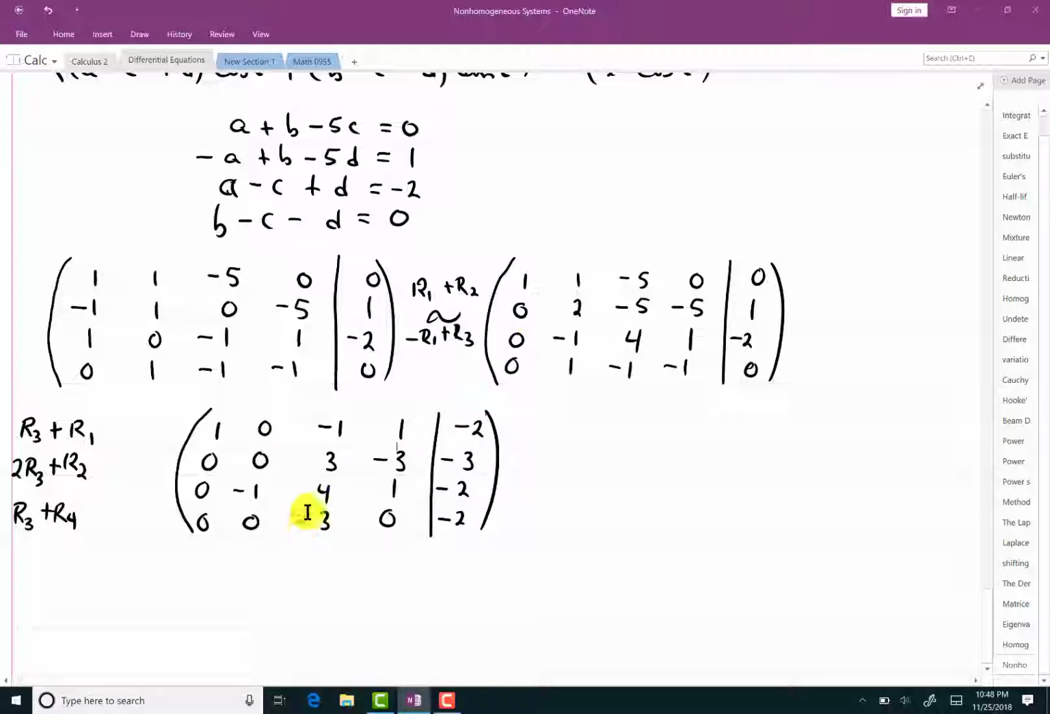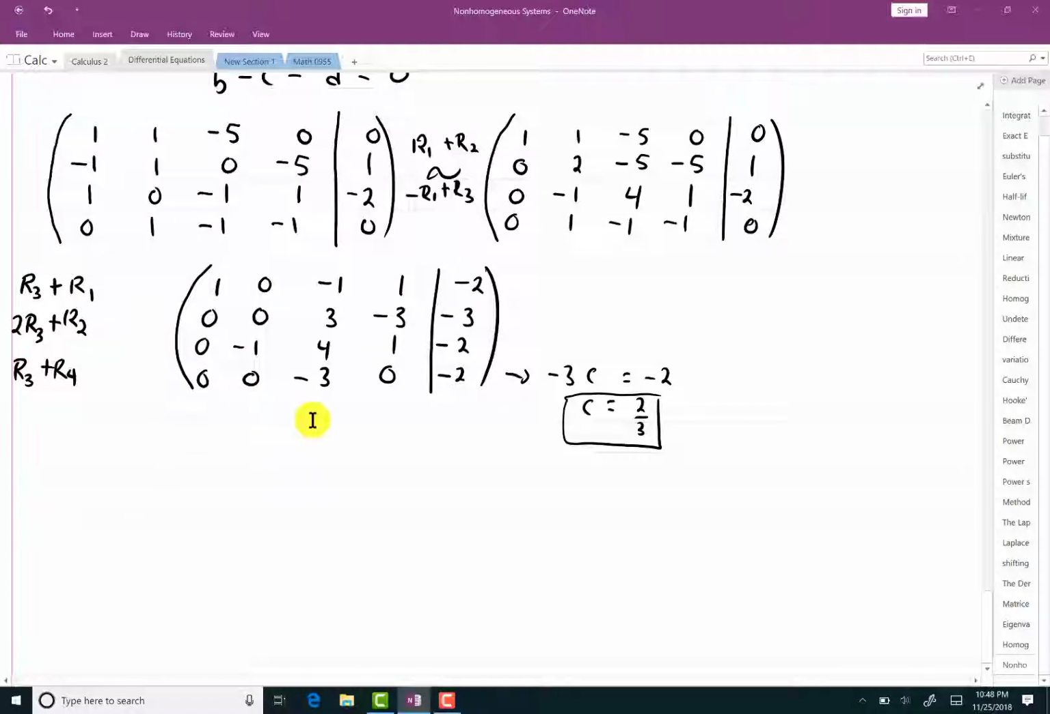Notice I'm able to get C. This is where the C location is. I have negative 3C equals negative 2. C will equal 2/3. Let me go ahead and box that so I know what it is.